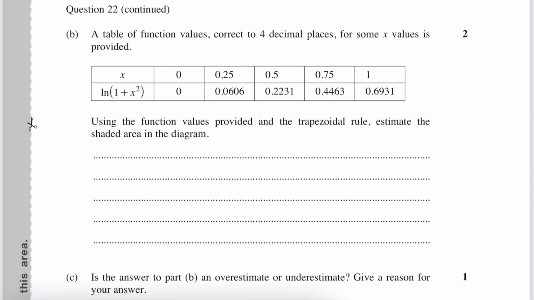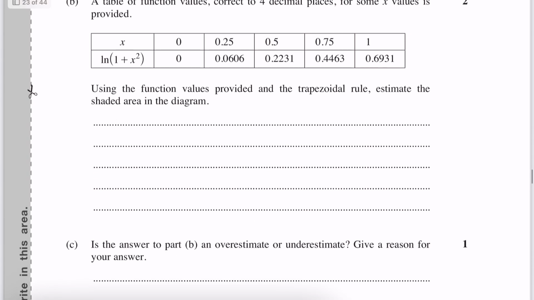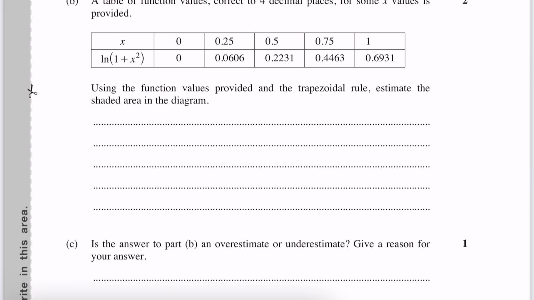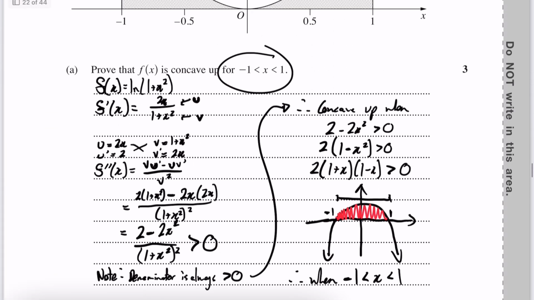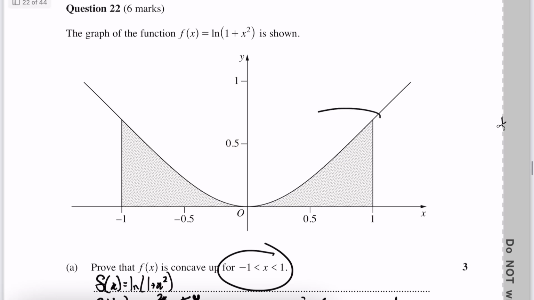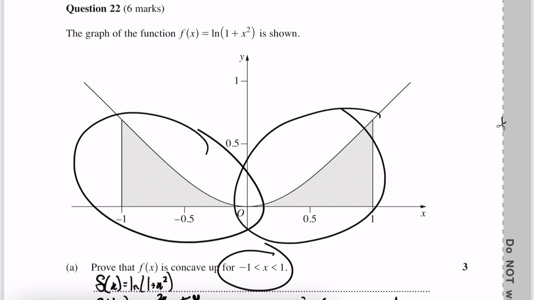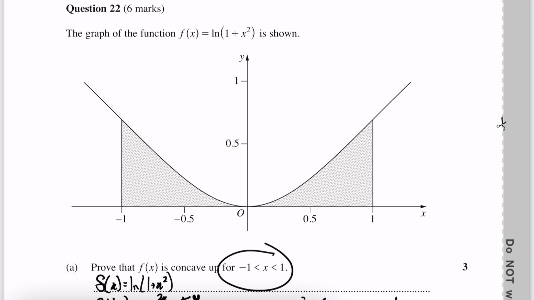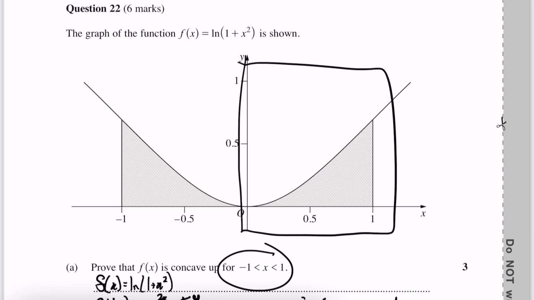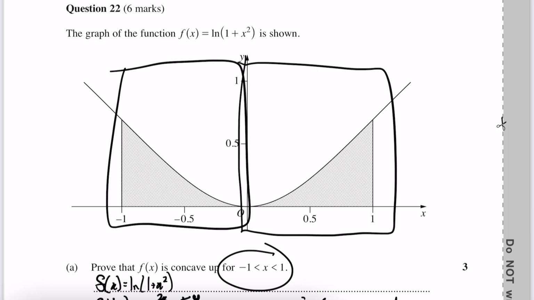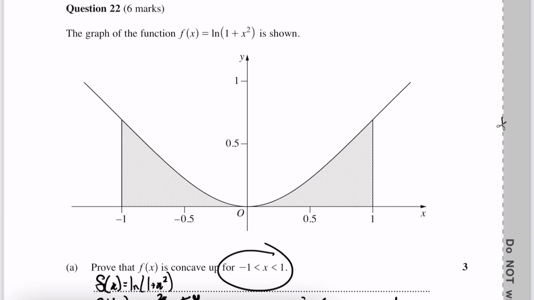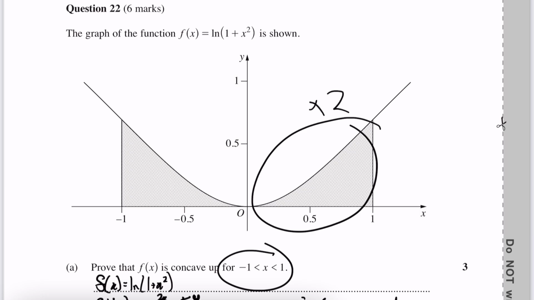Okay, so question 22b says a table of function values correct to 4 decimal places for some x values is provided. Using the function values provided in the trapezoidal rule, estimate the shaded area in the diagram. What you need to notice is that it only gives us x values between 0 and 1. And the shaded area is between 0 and 1, but also between -1 and 0. But what we then need to recognize is that the shaded area on the right-hand side is exactly equal to the shaded area on the left. So if we just were to multiply this area by 2, we would be able to estimate our area there. Okay?